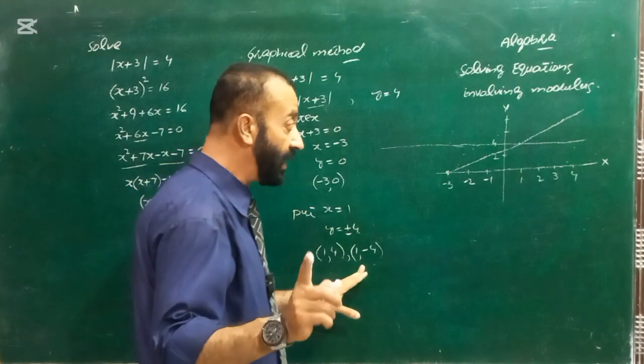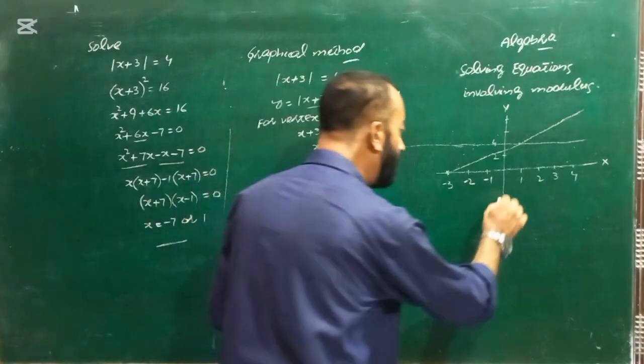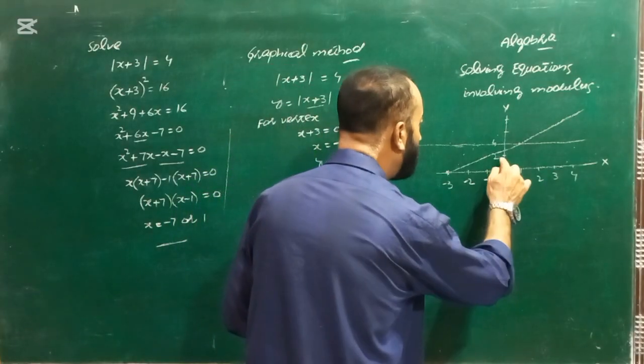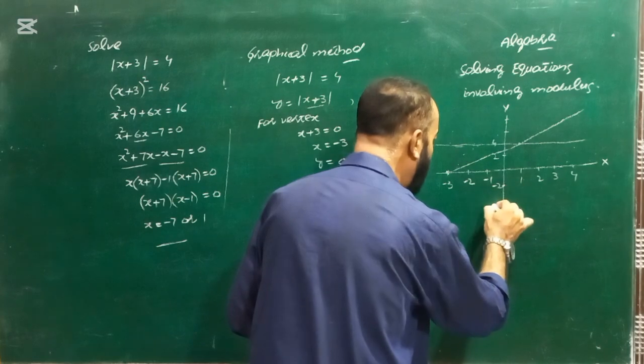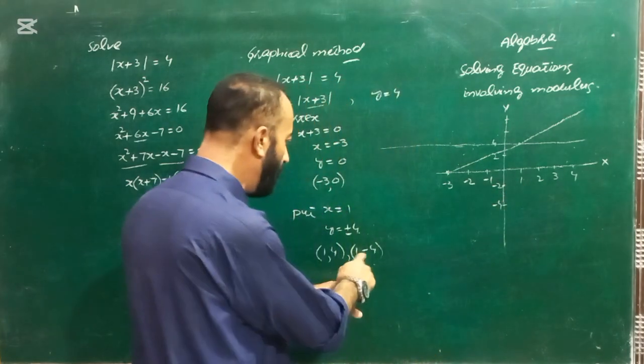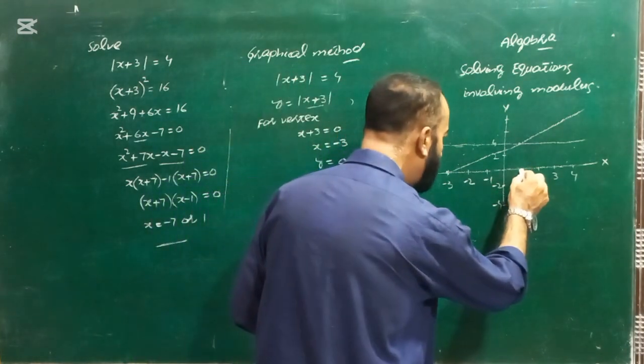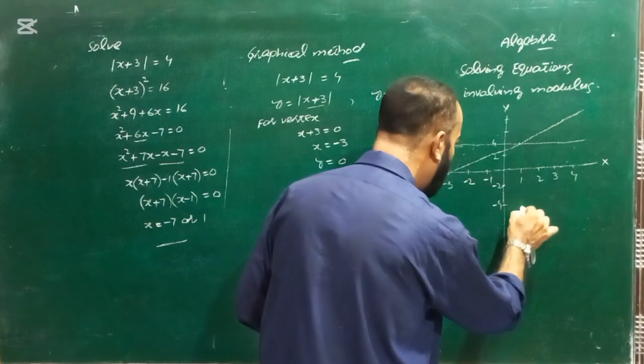Now you will plot the point (1, -4), but this is somewhat different. So look now, (-2, -4) is here. Now you will plot (1, -4). Here is 1 and here is -4.